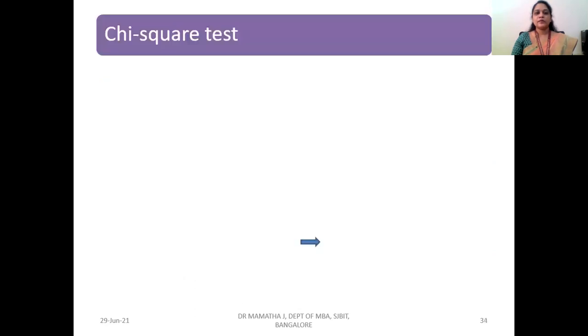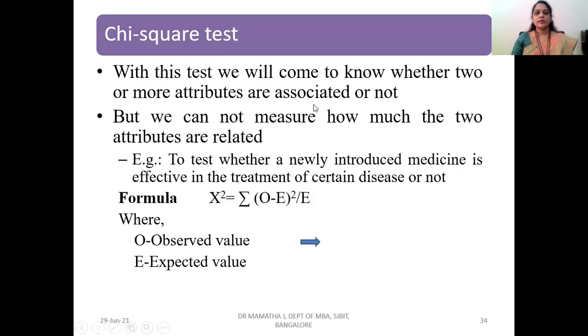In the chi-square test, we will come to know whether two or more attributes are associated with each other or not. But we cannot measure how strong the association between the two attributes is. We only get to know whether both are associated or not, but we will not get the extent. The formula to calculate it is chi-square equals summation of (O minus E) whole squared divided by E, where O is the observed frequency and E is the expected frequency.